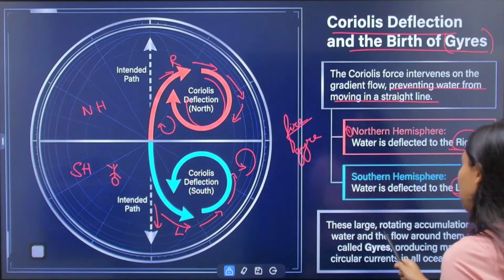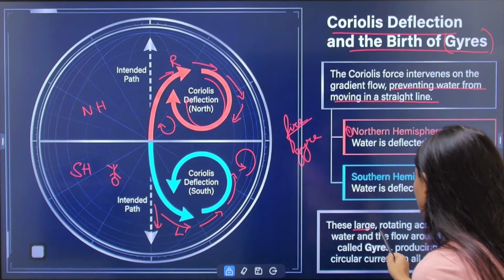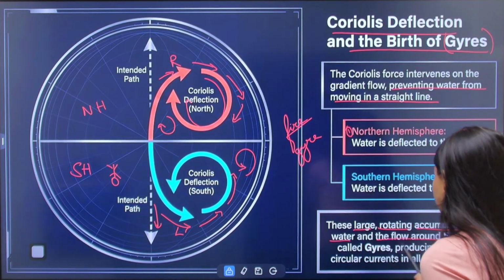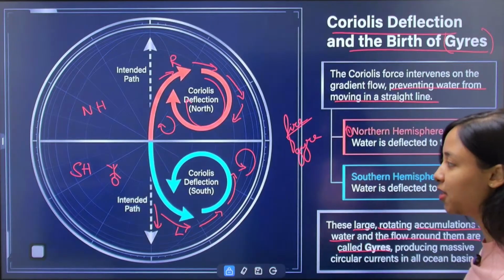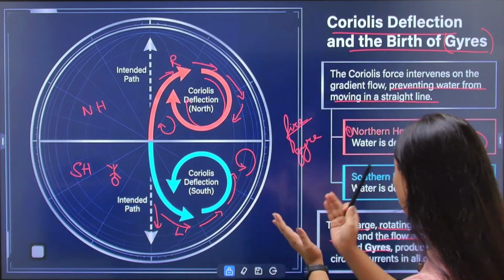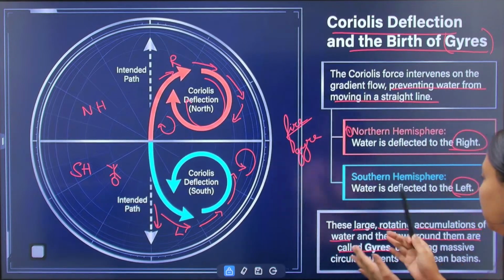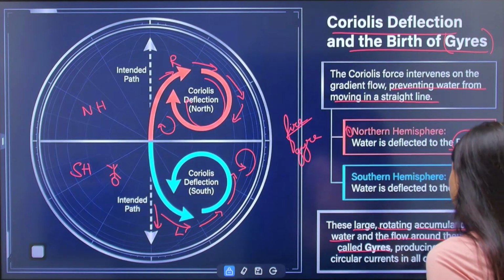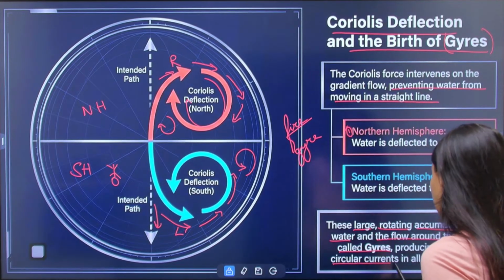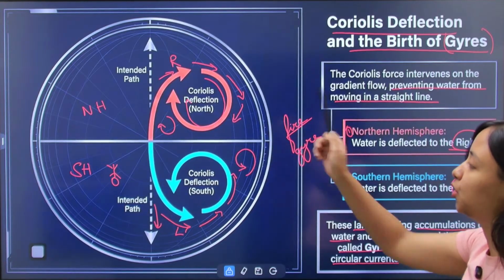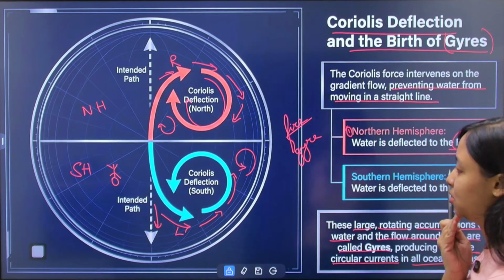Now these large rotating accumulations of water and the flow around them are called gyres. This is a definition. Large rotating accumulations of water and whatever water flow is around them are called gyres. They produce massive circular currents in all the ocean basins. They will create this kind of circular currents in the ocean basins.